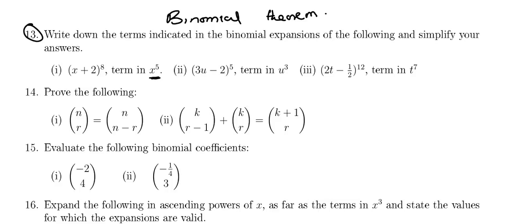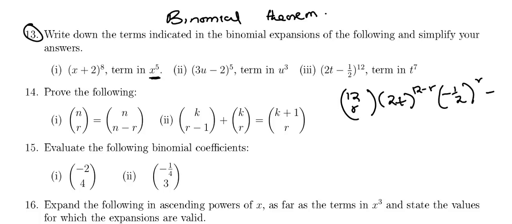Okay, so this one here, they're just going to say 12 choose r, then we have (2t) to the power 12 minus r, then we have (negative half) to the power r. This is equal to t to the power 7. From here, we just get the portions that have t again. This is t to the power 12 minus r, equal to t to the power 7. Equate the powers. That's 12 minus r is equal to 7, meaning r is equal to 5.